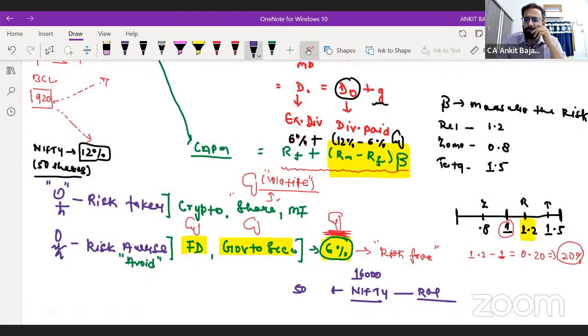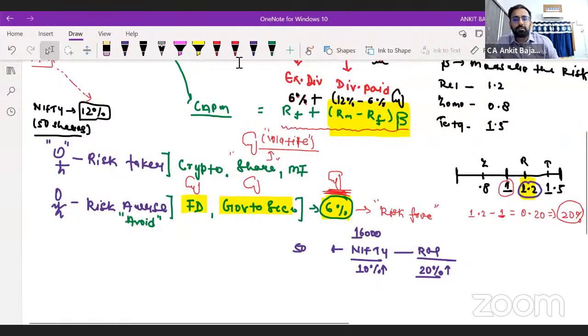We will be discussing beta a lot, but right now I'm giving you an idea. So here, if beta is 1.2, right? Let's suppose the market is going up by 10%. What is the beta here? Beta is 1.2, so your share price will go up by 20%, right? If the market is going up by 10%, your share price will go up by 20%, right?